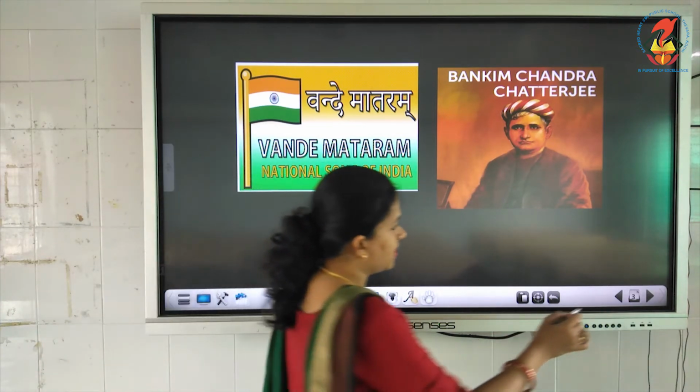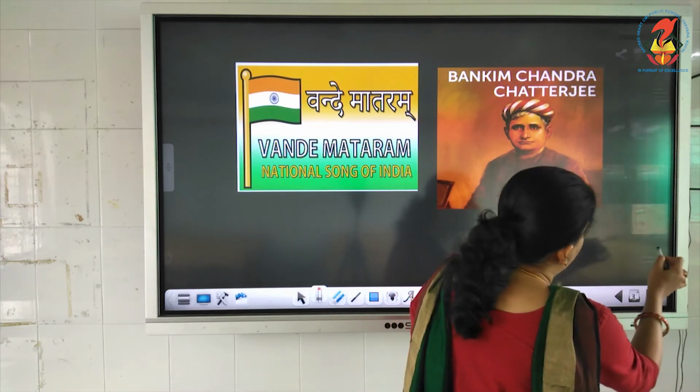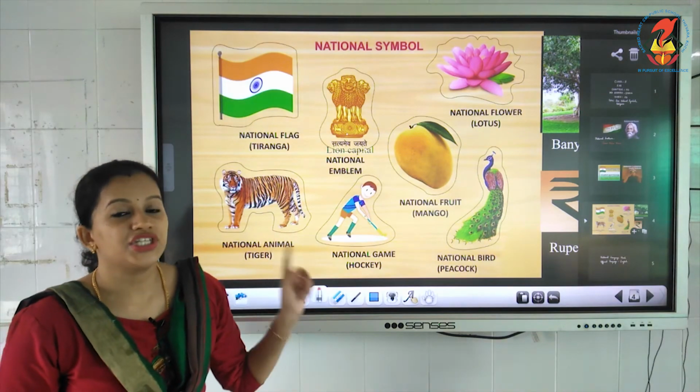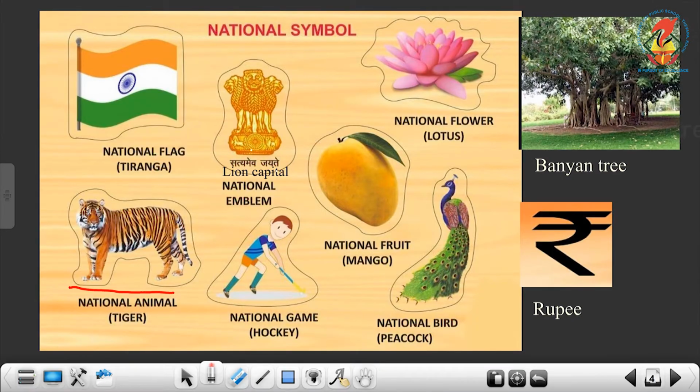Now, let us see which is our national animal, bird, etc. Our national animal is the tiger, or you can say it is the Bengal tiger. This is our national animal. Then our national bird is the peacock. Then our national flower is the lotus.